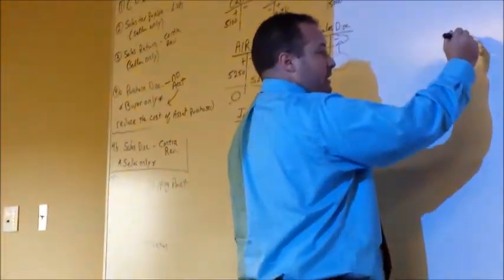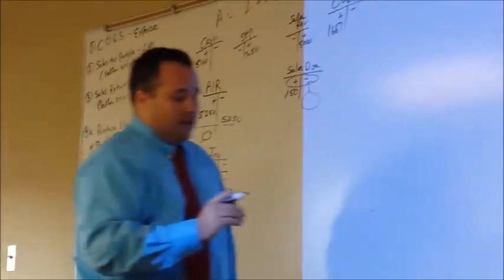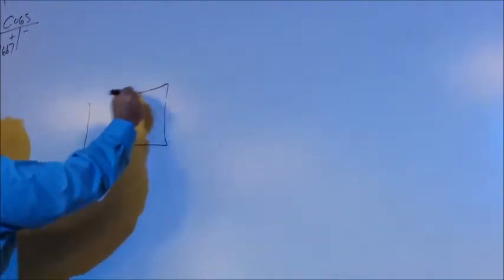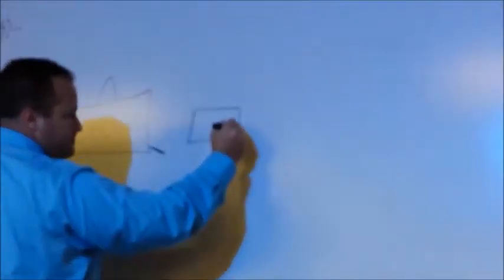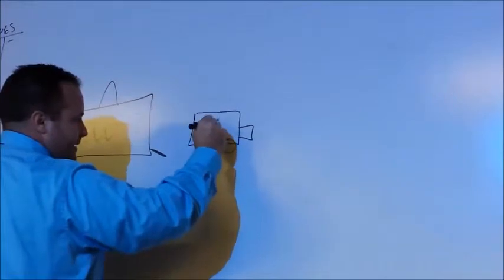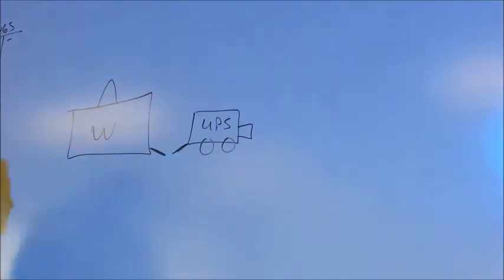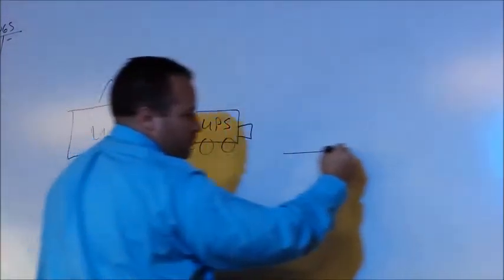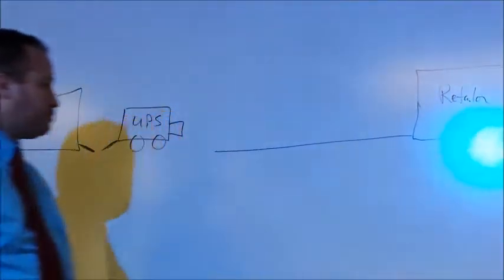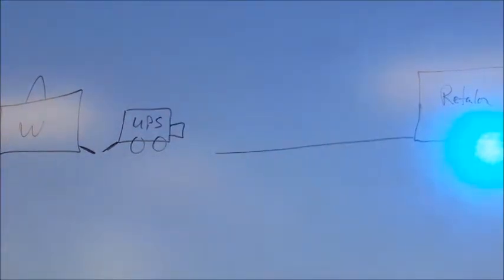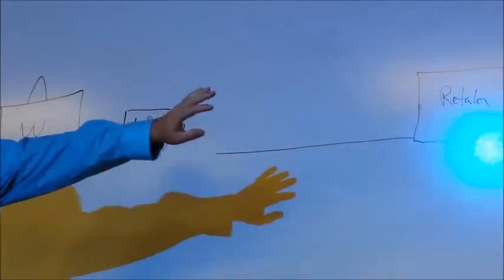The best way, in my opinion, is to look at this on a picture level. Now, I'm an artist. This is my warehouse. Here's my loading dock. Here's UPS, their loading dock. And here's the retailer. The buyer. So the seller, transit, buyer.